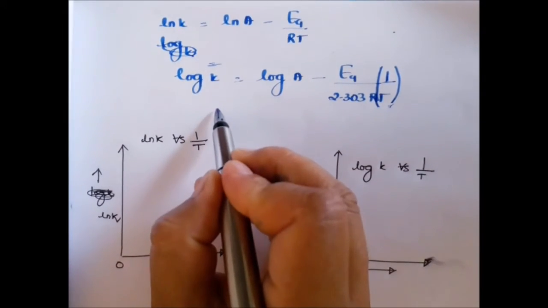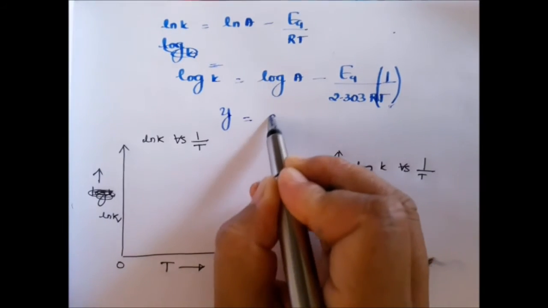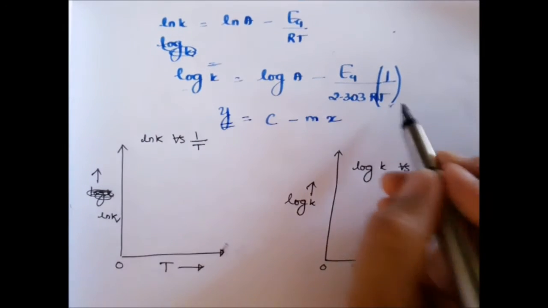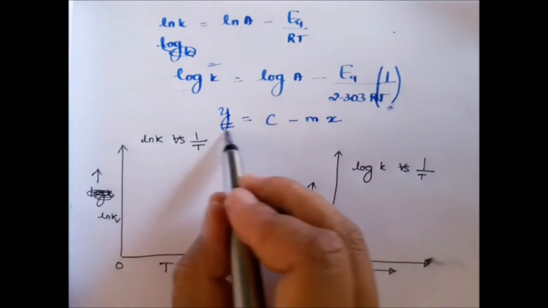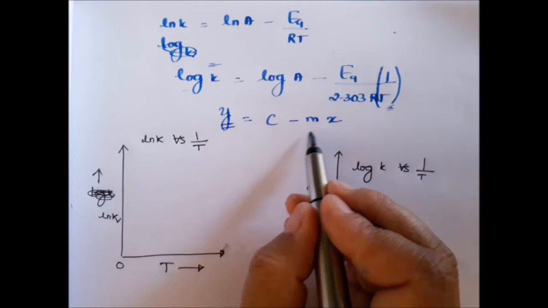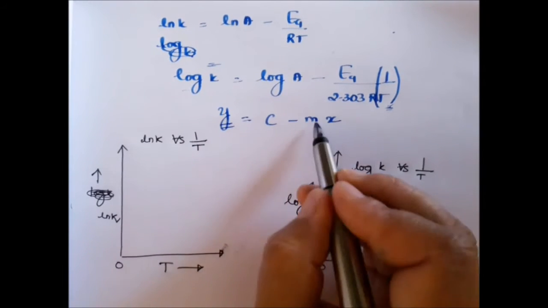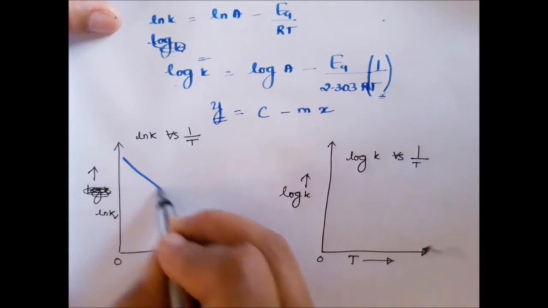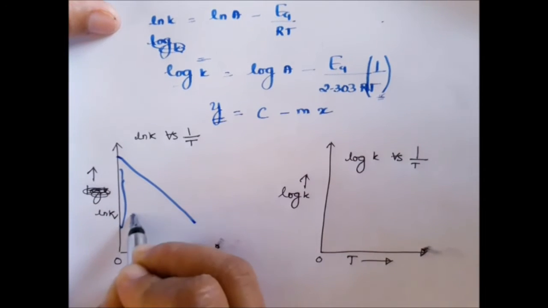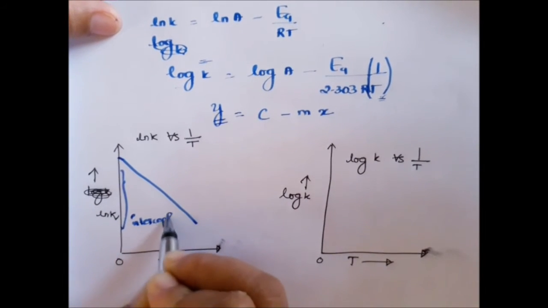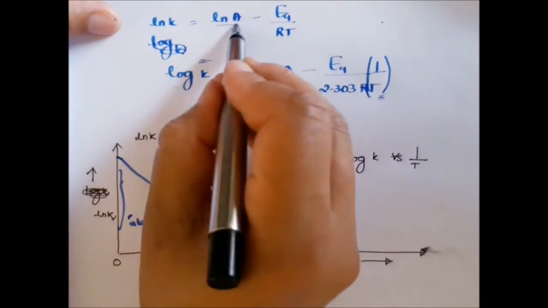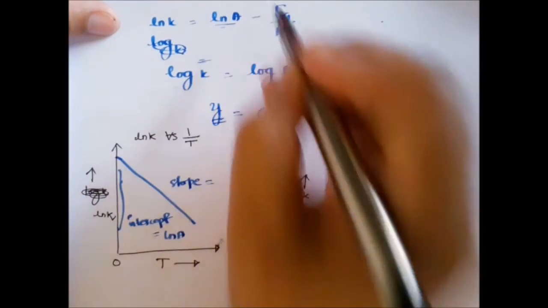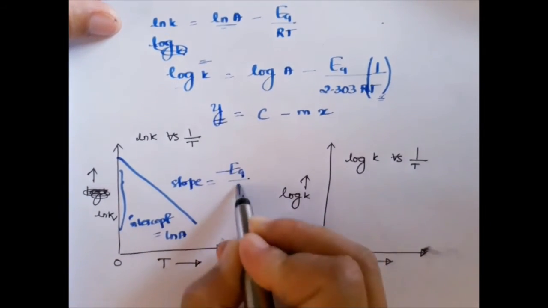Now this equation is similar to y equal to C minus mx, where y is your log K and x is your 1 by T. Again this is your equation for a straight line with intercept C and negative slope. So we'll get a graph like this. So this intercept, for this equation, is ln A, and the slope for this equation is minus EA divided by R.